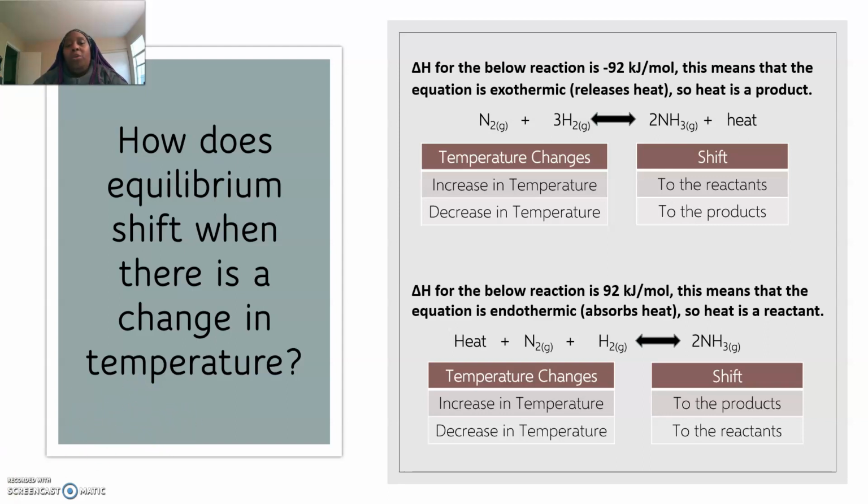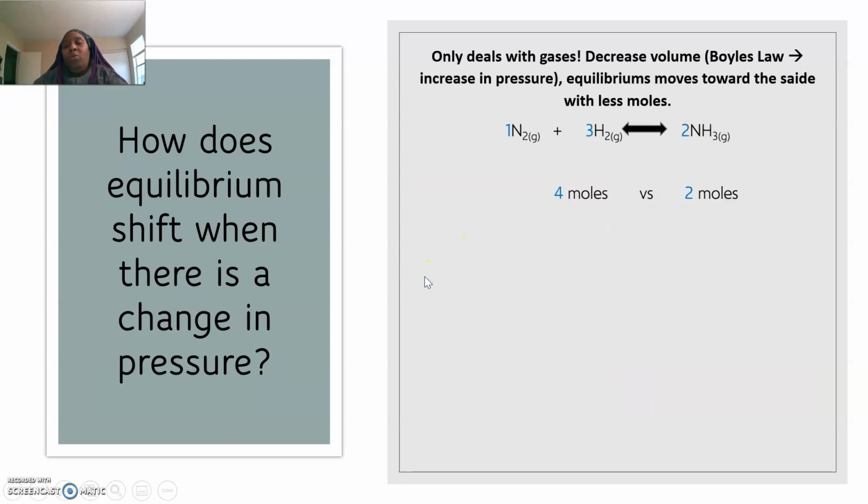We were talking about the equilibrium shift if there is some sort of change in temperature. Now let's talk about the next one, which is a change in pressure. To deal with a change in pressure, we change the volume. Remember Boyle's law: if we decrease pressure, it increases volume. Whatever we do to one, the opposite happens to the other. When we're talking about pressure, it only deals with gases, so keep that in mind when you're looking at your equation.